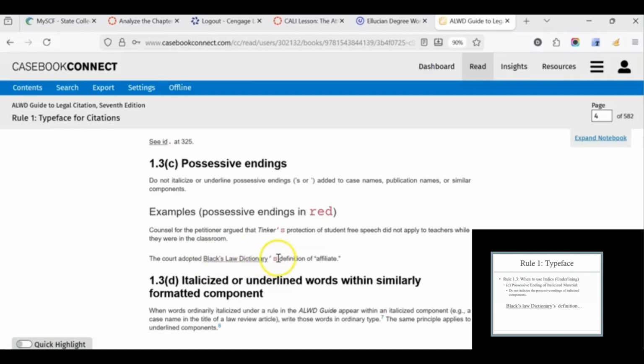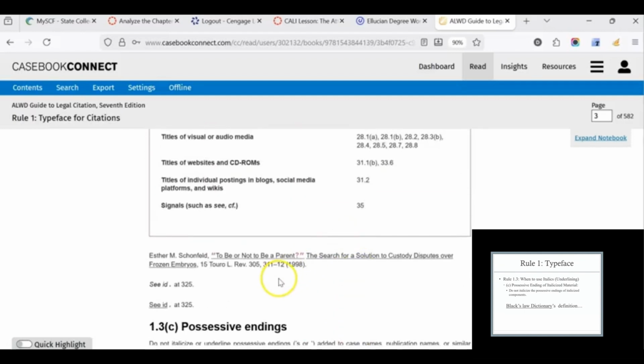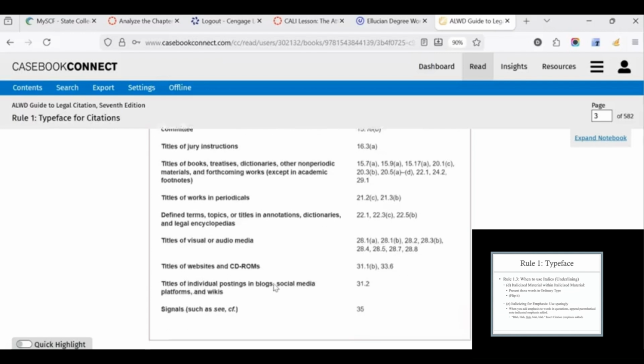The apostrophe S on Black's would be underlined or italicized. But the possessive ending is actually at the end of dictionary. So that apostrophe S would not be italicized or underlined because that's not part of the name of the book. So if you look at the bottom of page 3, you're going to see there the correct way that it's underlined, and you would italicize it the same way if you don't want to do the underlining. All right.